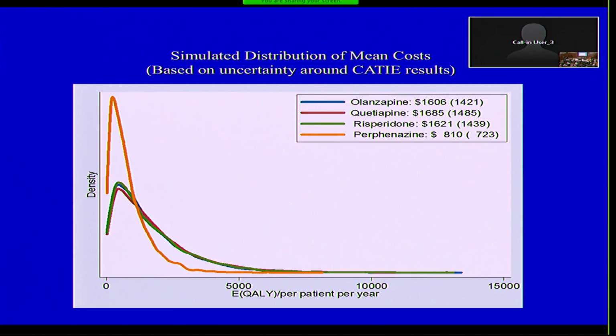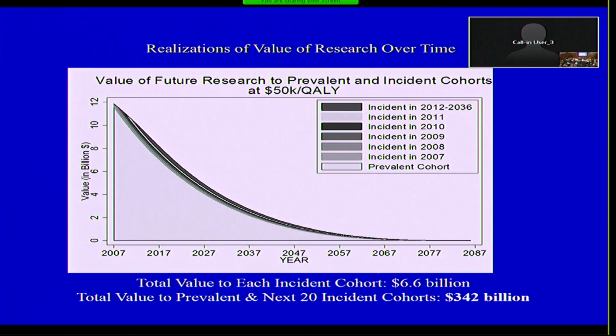So this is the same thing for costs. You'll see uncertainty here too. Perphenazine is skewed towards the left. It's cheaper, but again, big tails in all of these. Next slide. Okay, so this is the calculation based on that population health equation I showed you of the value of resolving that uncertainty.